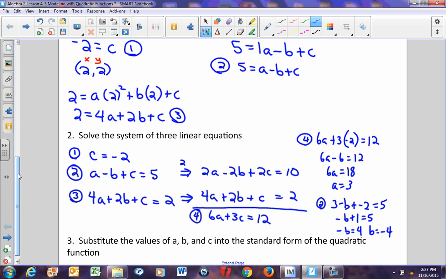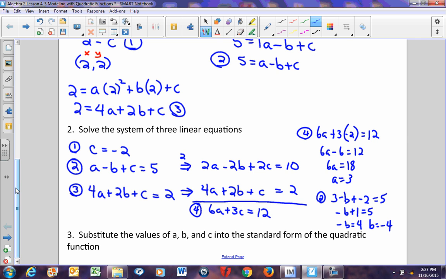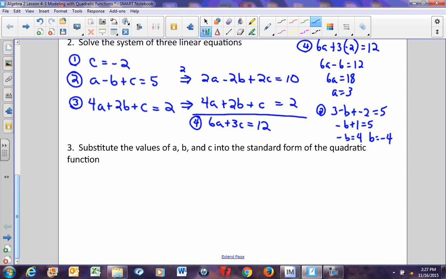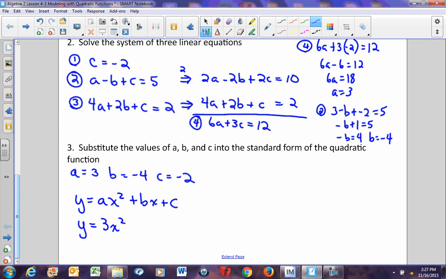So I've now solved. I know that c is equal to negative 2, b is equal to negative 4, and a is equal to 3. So all I need to do now is substitute those into the standard form of the quadratic function, y equals ax squared plus bx plus c. So y equals 3x squared minus 4x minus 2, because I just plug in the numbers I got for a, b, and c. And that's how you find the equation when you are given 3 points.